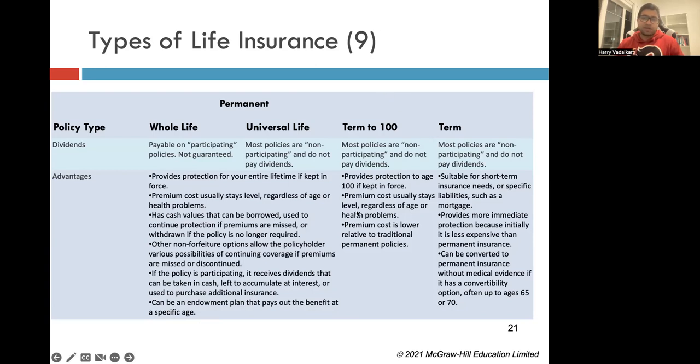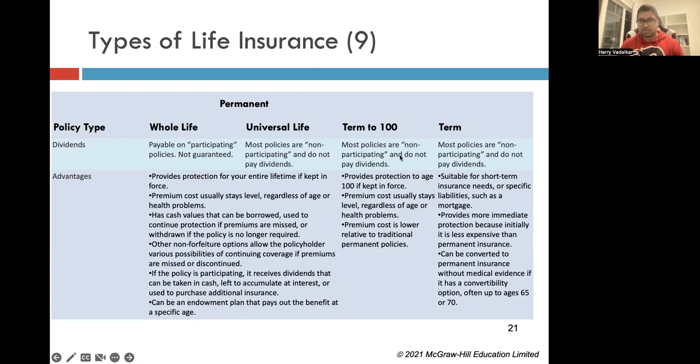Term to 100 policy provides protection up to the age of 100 if it is kept in force. Premium cost usually stays level regardless of age or health problems. Premium cost is lower relative to the traditional permanent policies. Okay. So with a term to 100 policy, you keep it up to the age of 100.